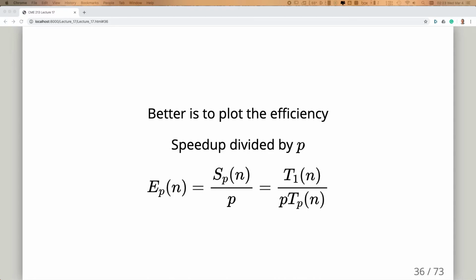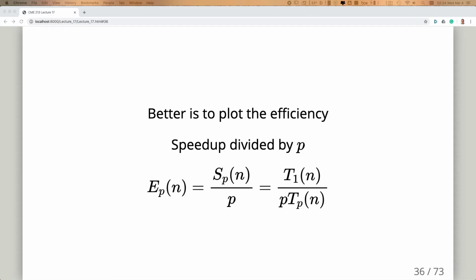For example, if it goes up like square root of P, that's no good. Or log P, that will be terrible. So the better thing to look at is the speedup divided by P, because now that's just a fixed number. You can think of 1 as being the best, but in practice, you just want it to be constant. And so it's T1, the serial running time, divided by P times the parallel running time.